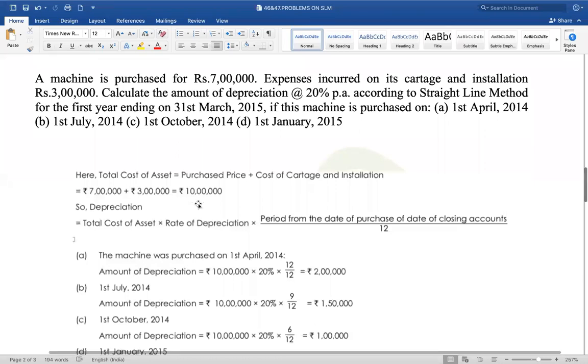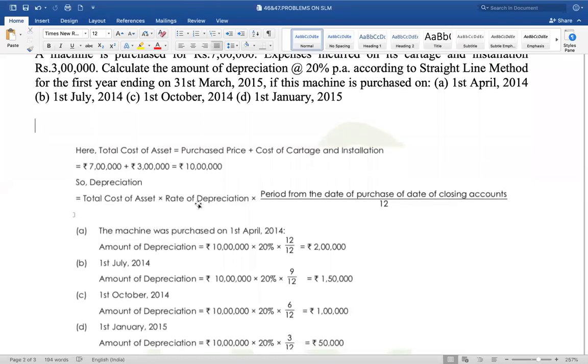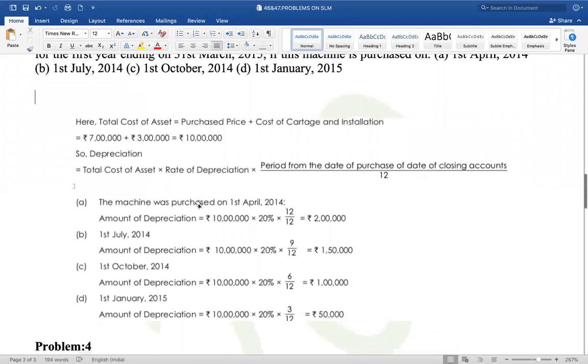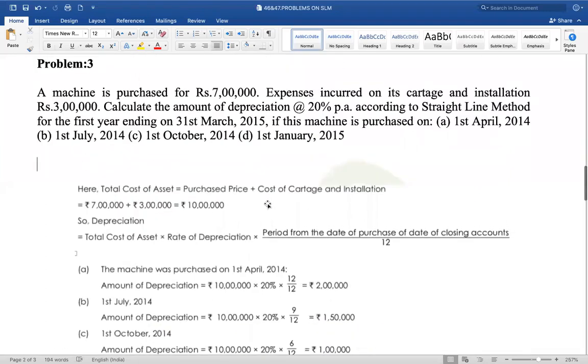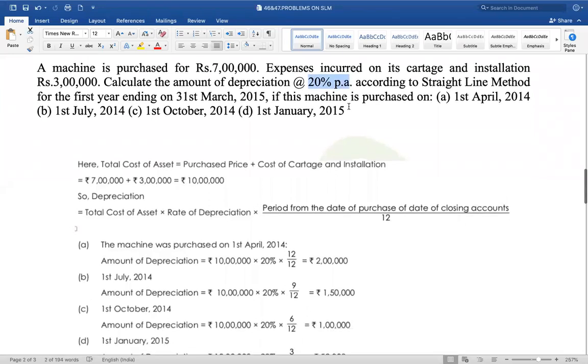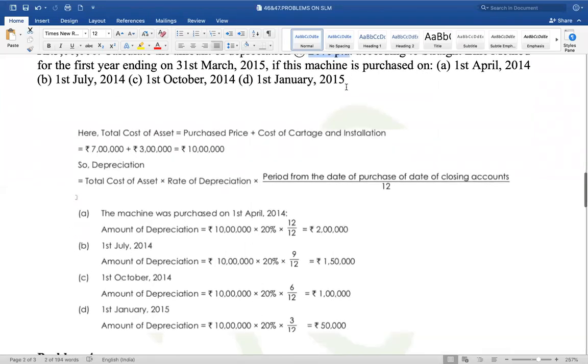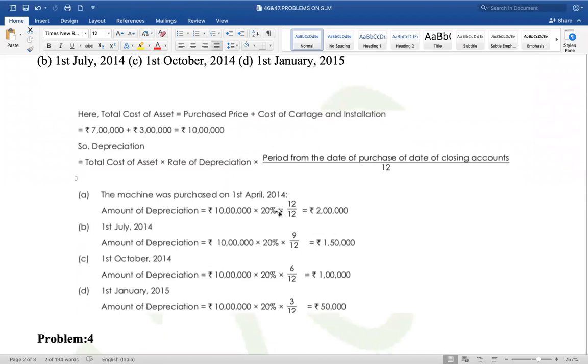The depreciation for this is 10 lakhs into 20%, that is 20 by 100. 20% is the rate of depreciation per year. So this is for the entire year. And for this entire year, we first calculate 10 lakhs into 20%, 20 by 100.